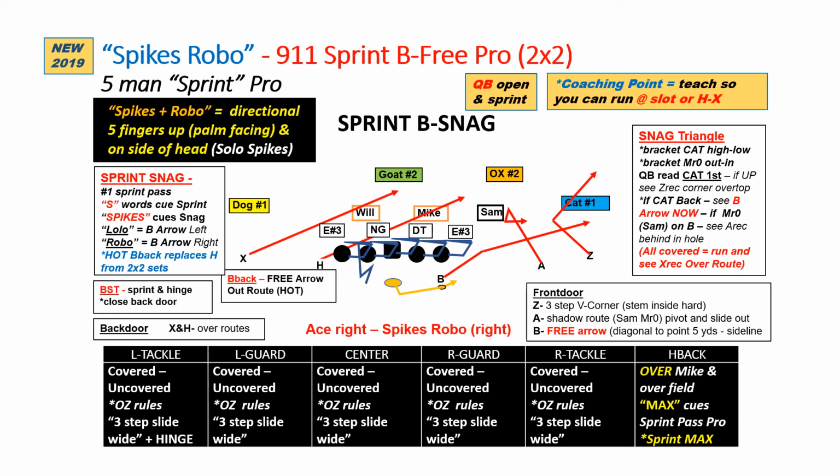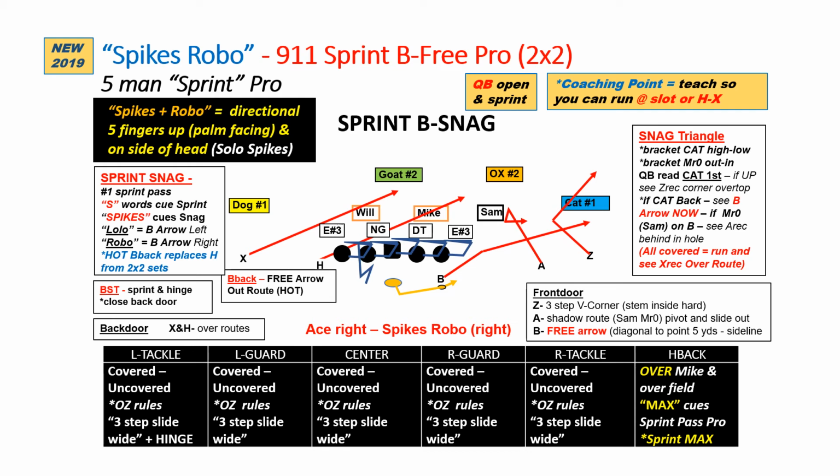If you want to be able to get your B back on a free release, and again use the same concept, sprint snag out of a 2x2 set, we simply go to what we call a Spikes Robo. Robo to the right and Lolo to the left is a cue for a 5-man pro. We have no H or B helping in the protection. Again, the line is still using their stretch far reach technique.